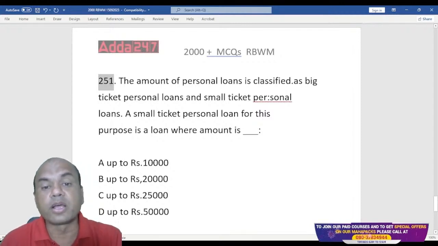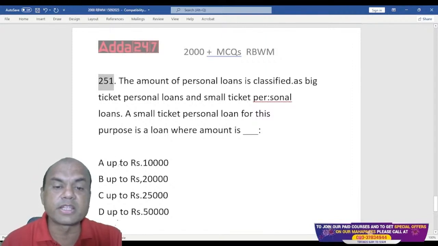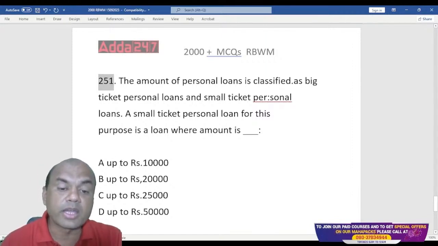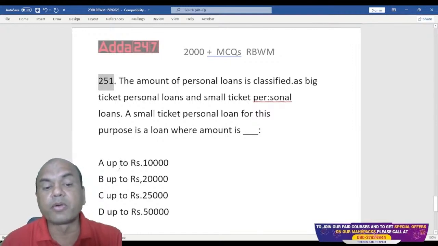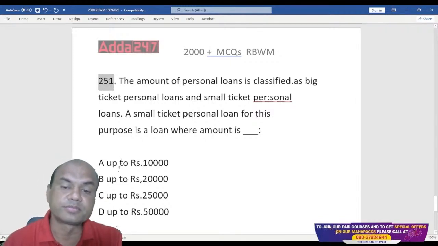So the amount of personal loans is classified as big ticket personal loan and small ticket personal loan. A small ticket personal loan for this purpose is a loan where the amount is, so small ticket PL, where the amount is what? Up to 10,000, up to 20,000, up to 25,000 and up to 50,000.